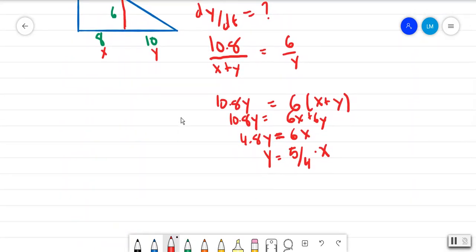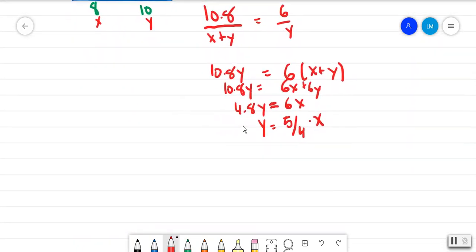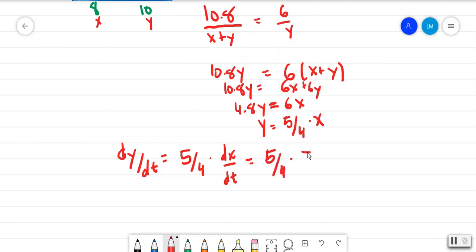In this case, if we differentiate with respect to time, we have that dy dt is equal to 5/4 times dx dt. Now, fortunately, we already know what dx dt is. It's 50. So we have 5/4 multiplied by 50, which equals 62.5 feet per minute. So the shadow is moving at this rate.